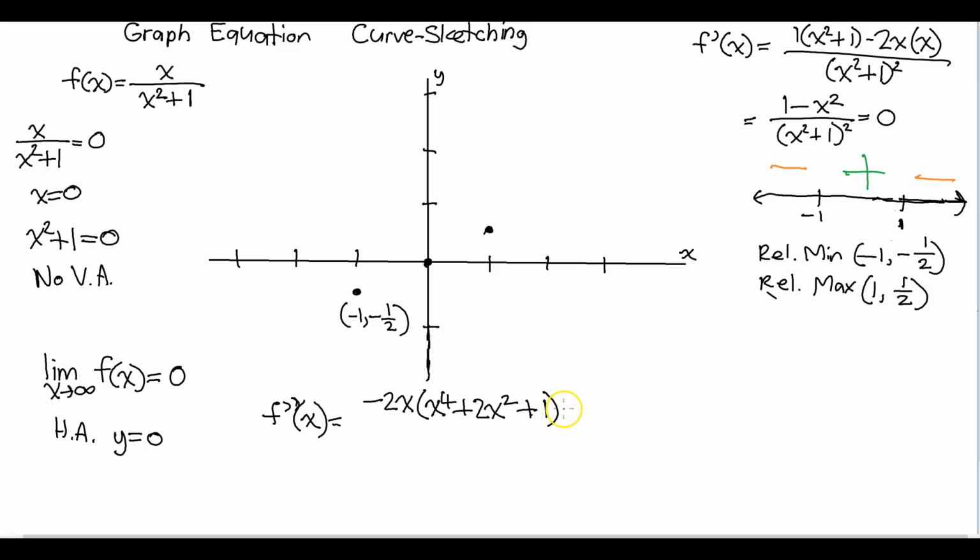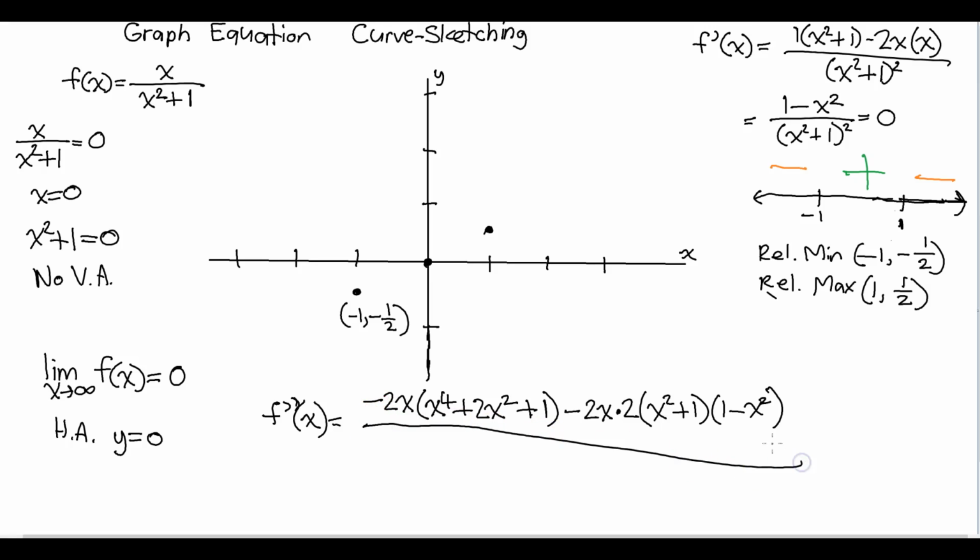Yes? Minus g prime. Well, we could use the chain rule for this one. Okay? So we have 2x times 2 times x squared plus 1 times 1 minus x squared. We could have easily just taken the derivative using the power rule over x squared plus 1 to the 4th. We won't have to worry about that.